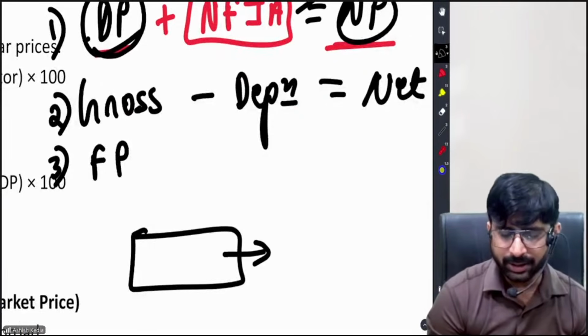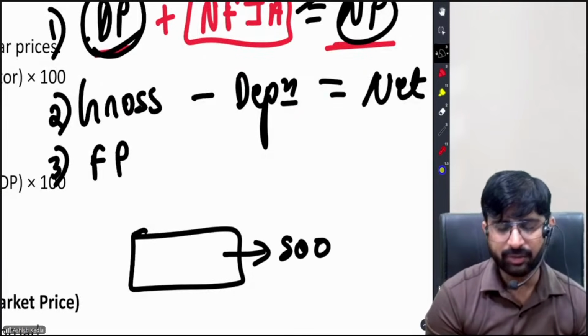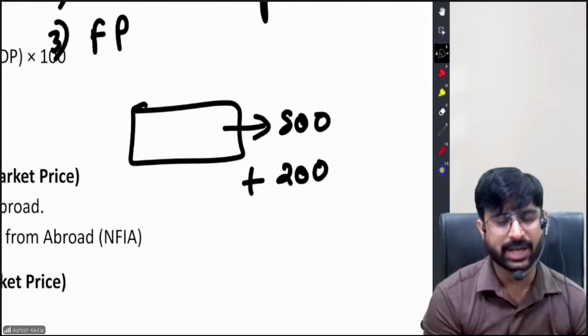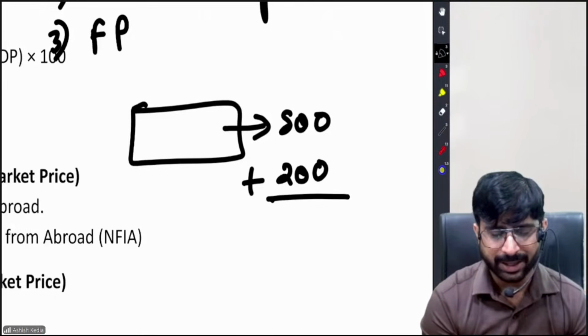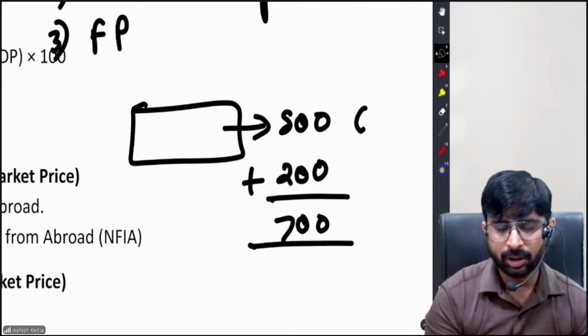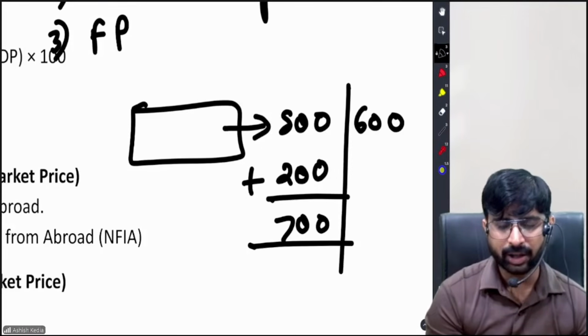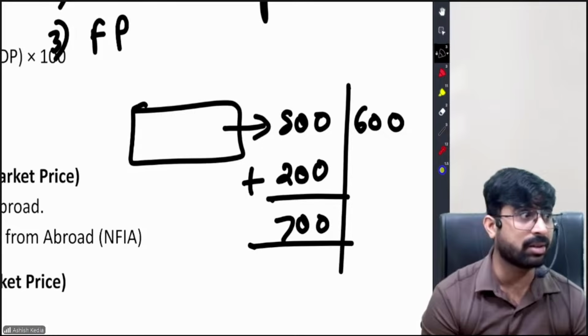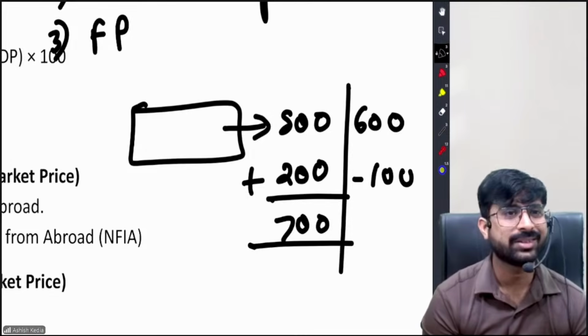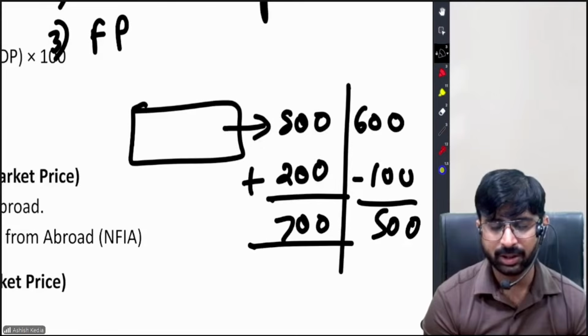See, students, this is my factory. The good is ready for 500. But suppose government imposes 200 rupees tax. So the market price becomes 700. Similarly, I have another good on which 600 is the factory price. But this is an essential commodity, so government gives me a subsidy of 100 rupees. So market price becomes how much?